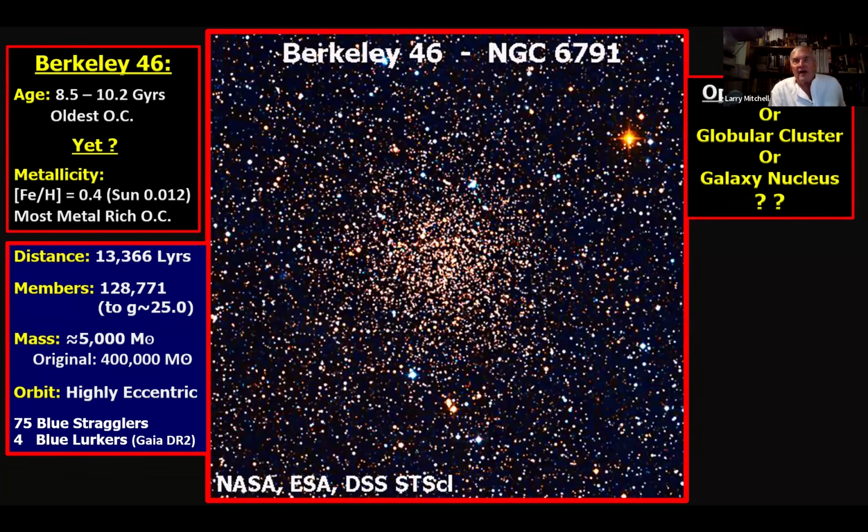Its age is 8.5 to 10.2 billion years. That is ridiculously old for an open star cluster. Yet its metallicity is twice that of the sun. Metallicity is a term that astronomers use for anything that was not made in the original Big Bang event of the universe. 13.8 billion years ago, the Big Bang created hydrogen and helium.